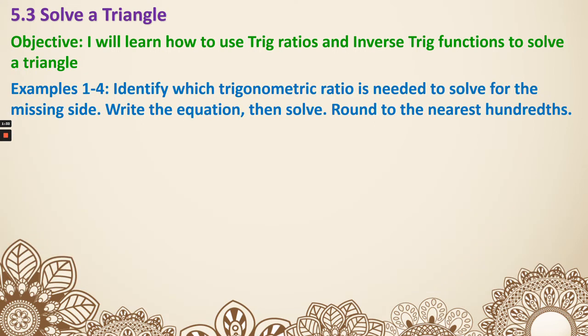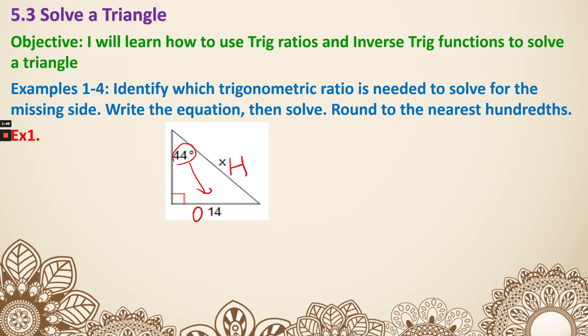First, identify which trigonometric ratio is needed to solve for the missing side, and then write the equation and solve, rounding to the nearest hundredths place. So example 1. 44 degrees right here, the 14 is facing it, so that's got to be our opposite, and x is going to be the hypotenuse. So in this case, we know it's opposite and hypotenuse involved, so we're going to use sine. We're just going to use sine 44 degrees to set up the equation. It's opposite over hypotenuse, so it's going to be 14 over x.